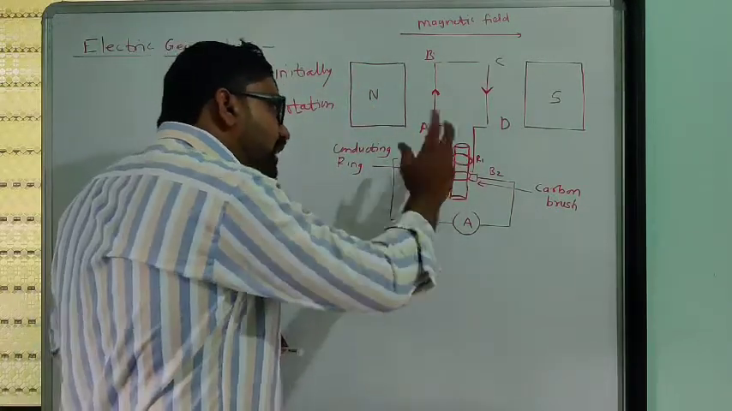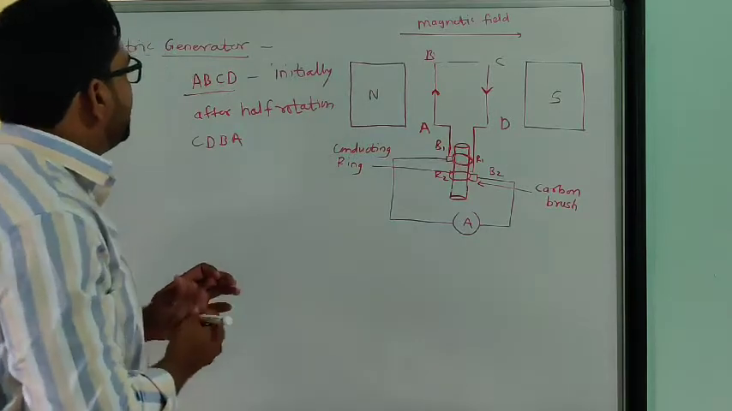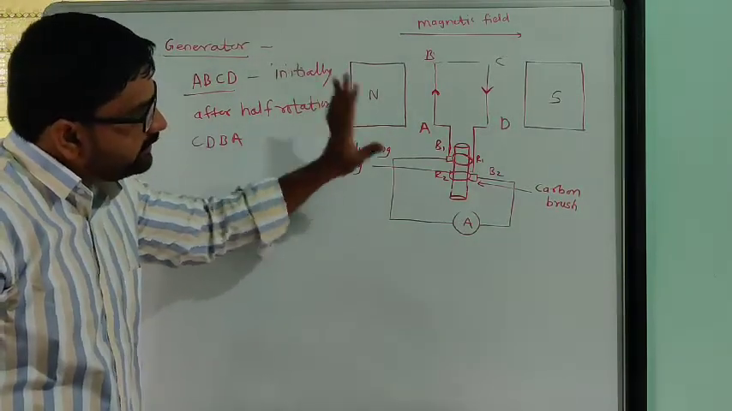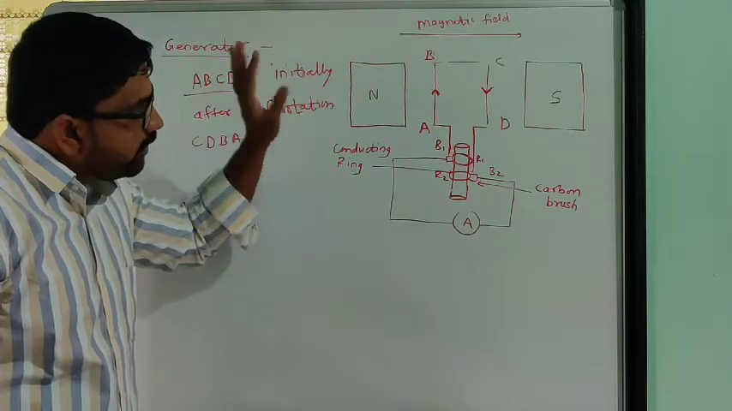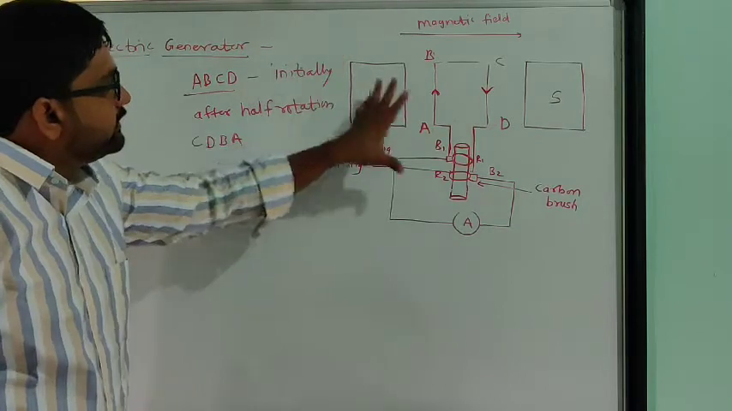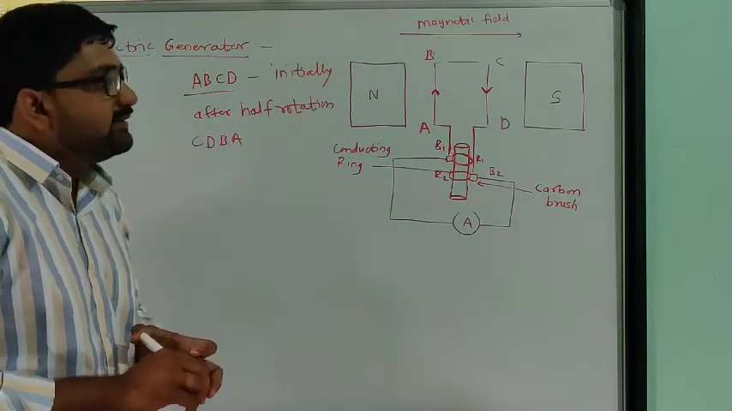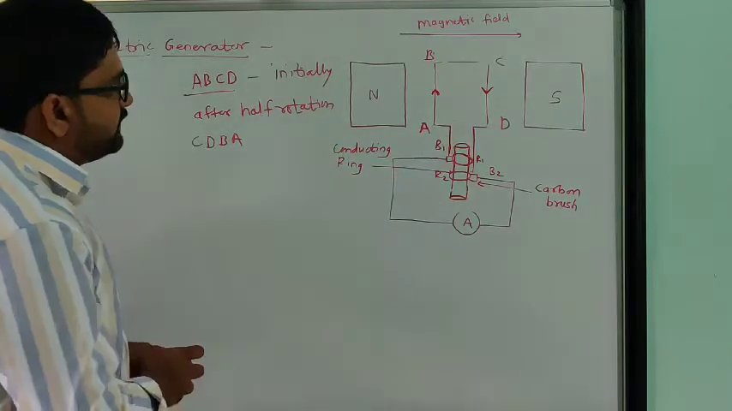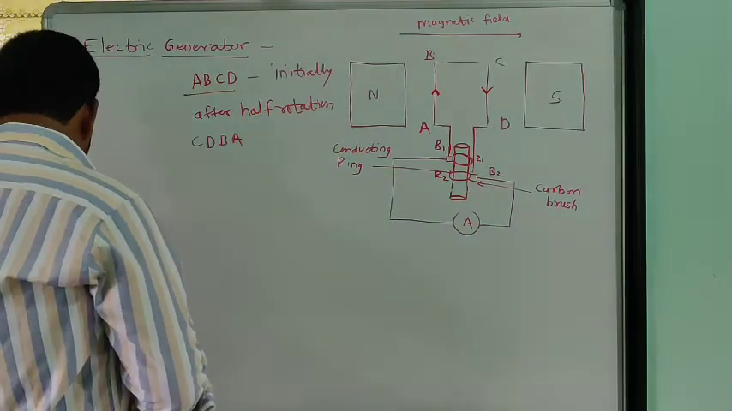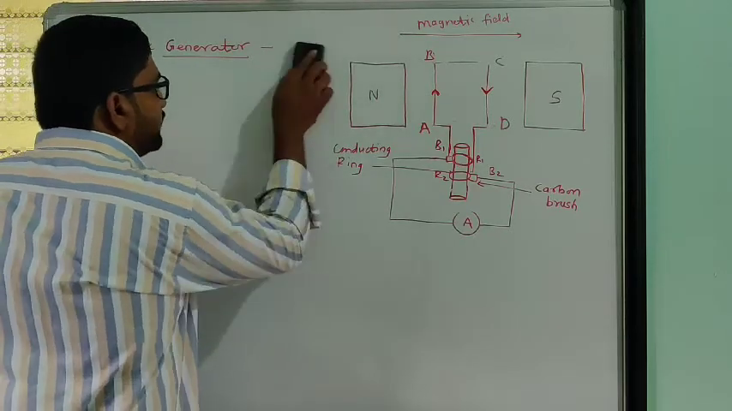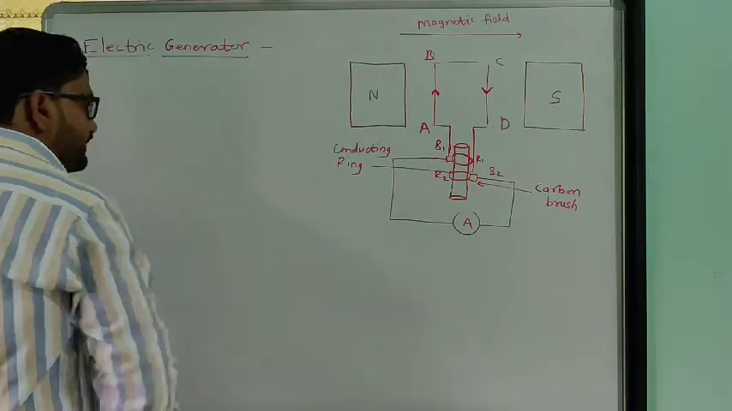So after each half rotation, the direction of the current will get changed. That is why this circuit or this generator is called an AC electric generator, because AC current production takes place here. So this is the working of an AC generator.